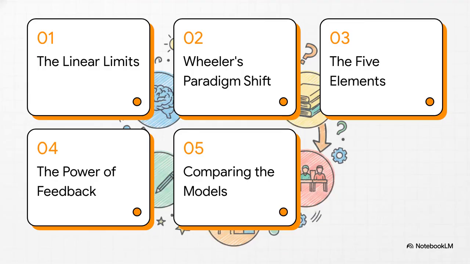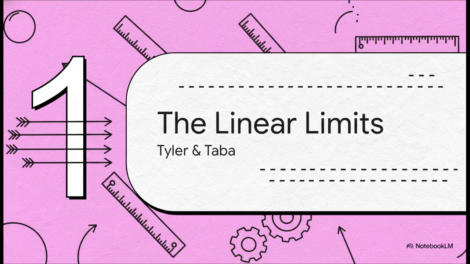Today, we're exploring a framework built for exactly that constant change. Here's our roadmap. We'll quickly cover the linear limits of older models, explore Wheeler's paradigm shift, break down the 5 interdependent elements, look at the absolute power of feedback, and finish up by comparing the models side by side. All right, Section 1, the linear limits, Tyler and Taba.